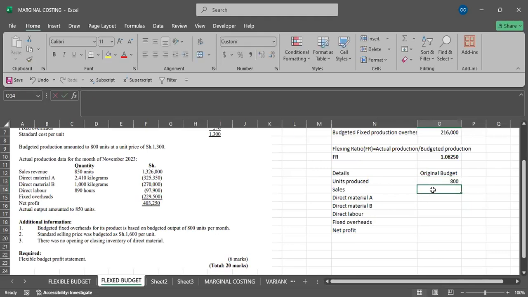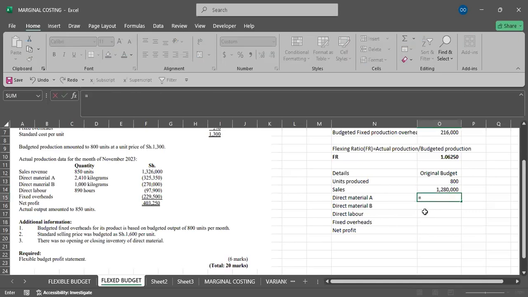And what is the selling price per unit? The budgeted selling price per unit is given as the standard, 1,600 per unit. Their budgeted production and sales is 800 units. That will give us total sales of 1,280,000, right?